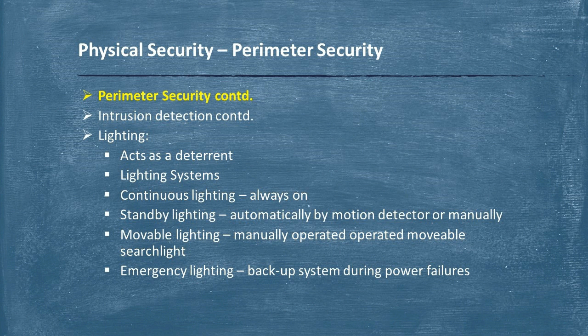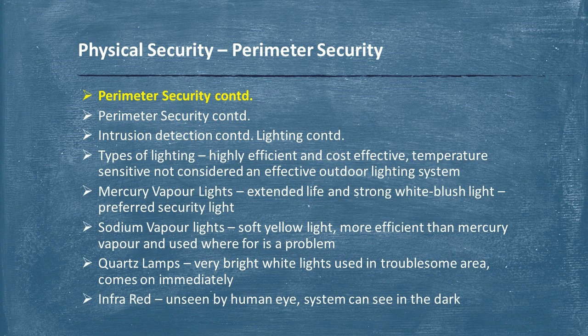Lighting is used as a deterrent. Lighting is also very important when it comes to physical security. There are different kinds of lighting systems. Continuous lighting can be used if it is a critical area, or standby lighting, which is triggered automatically by a motion detector or manually. Whenever some motion happens, the light switches on. Mobile light is a manually operated mobile searchlight. If it is a huge facility of several acres, and security wants to go and find out if something is wrong at some point, then they deploy this mobile searchlight. Then there is an emergency lighting backup system for power failures.